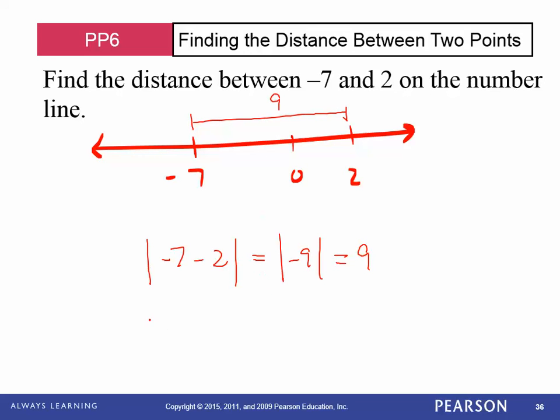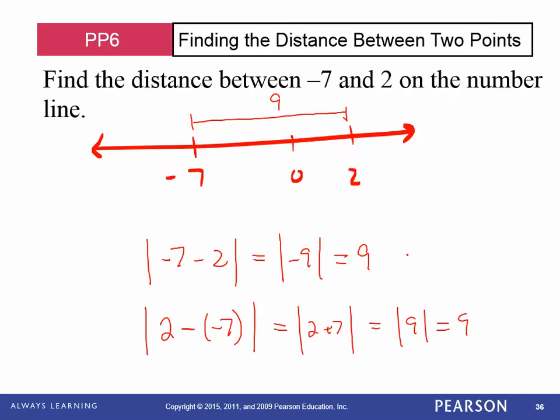Also, it doesn't really matter which one you use, the 2 or the -7, because you can also do this: what's the distance from 2 to -7? So, the distance between 2 and -7. In that case, subtracting a negative is the same thing as addition, and you're going to get yourself a +9, and voila. It doesn't really matter which point you choose; you're just going to get the same answer anyways. The distance from -7 to 2, or from 2 to -7, is 9.